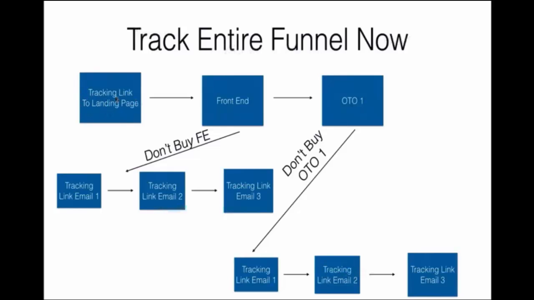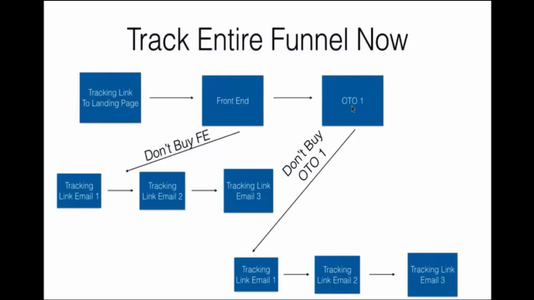So if you look at this tracking link, it'll show you what the front end and OTO combined and all the emails, everything combined, what your EPC is for the whole funnel, what your sales conversion numbers are for the whole funnel. Then you'll also be able to see what did my front end convert at, just your front end. What did my OTO 1 convert at, just your OTO. So this is all possible now with the new front end feature.